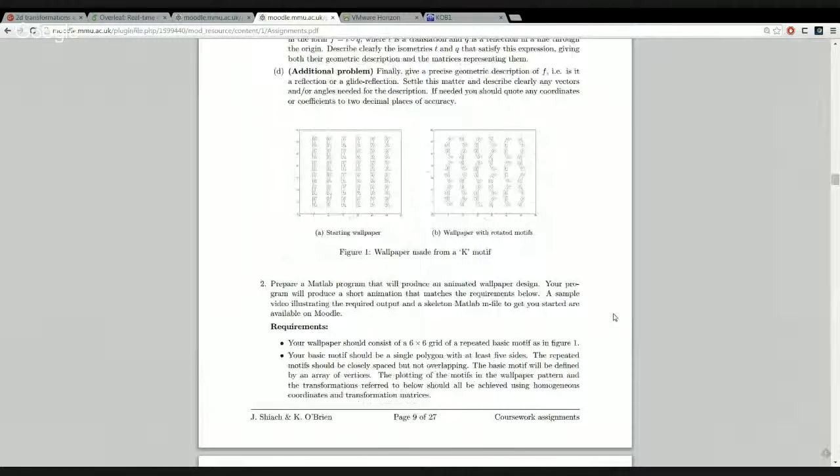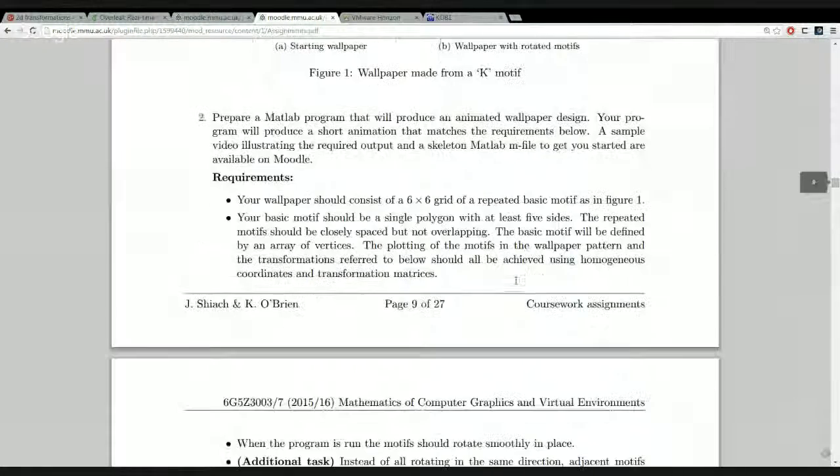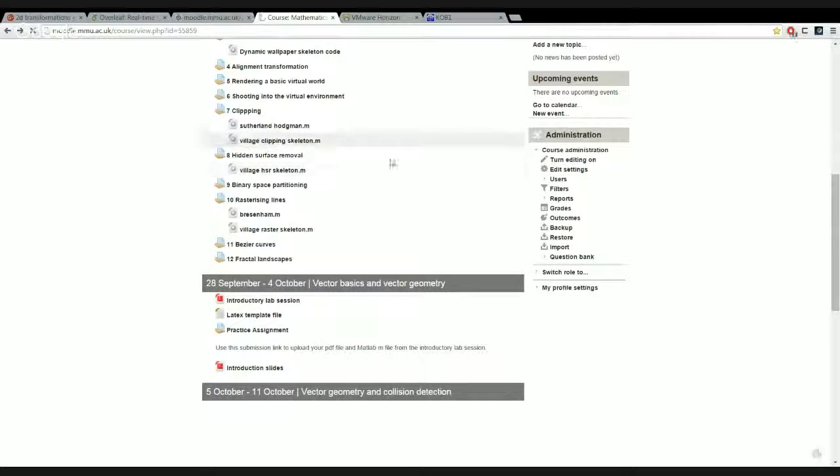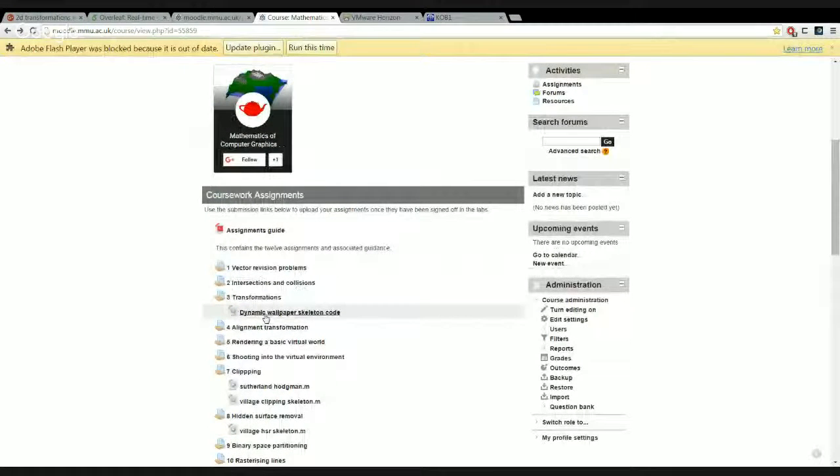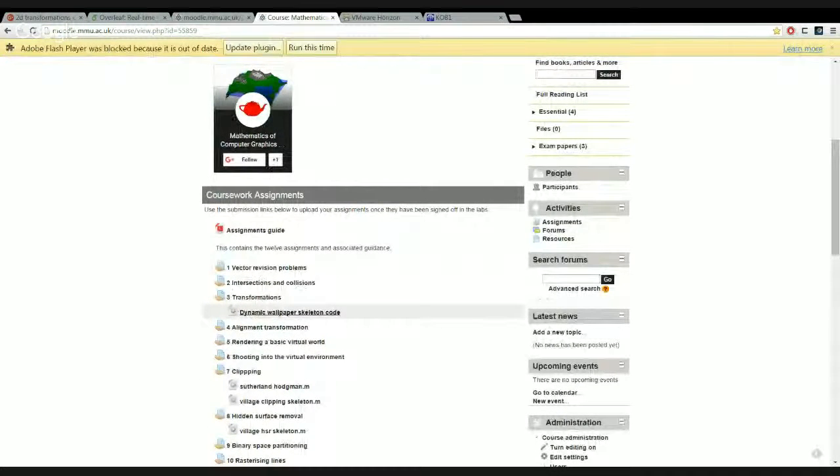What you want is a wallpaper pattern which repeats some basic motif on a 6 by 6 grid. And use something interesting. Don't just use a square, maybe use the letter of your name, or use some interesting shape. And the requirements here specify what it should be doing, that rotating and pulsating stuff. When you look on Moodle as well, you're not expected to do this from scratch. There is some skeleton code that we've set up for you.